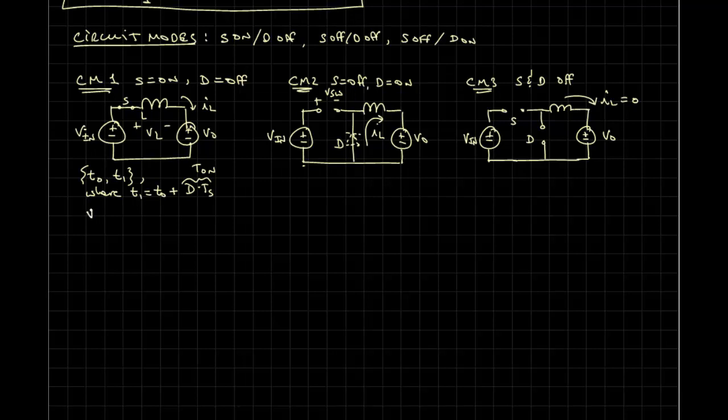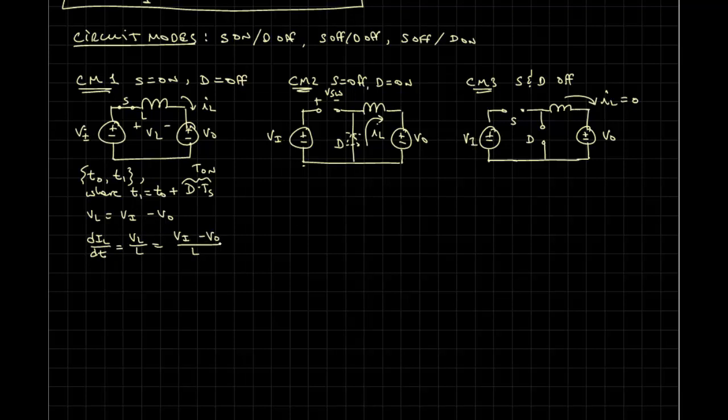During this time, VL is equal to Vin minus VO. Since VL is equal to L di/dt, we can write that diL/dt is equal to VL over L, or Vin minus VO over L. I'm just going to call this VI.